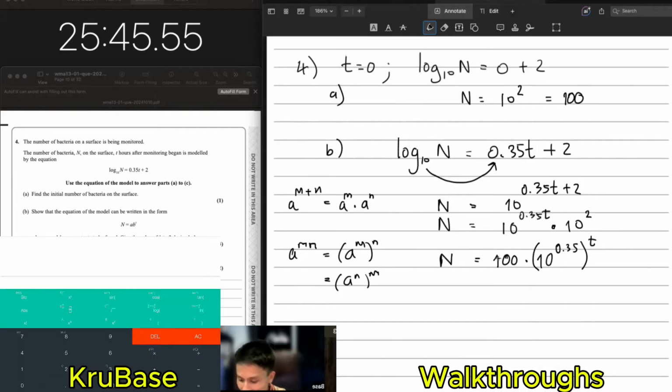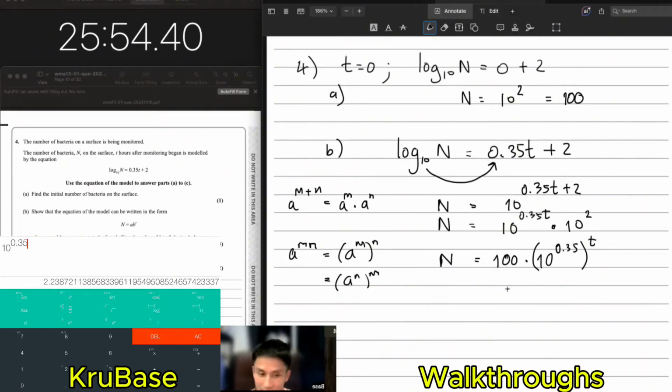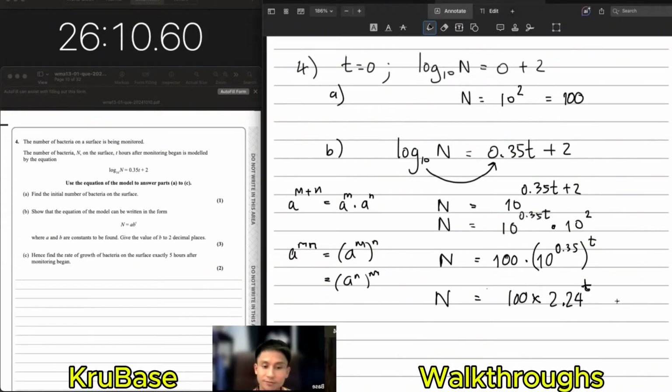So I'm just going to use my calculator, 10 to the 0.35, right? There you go. And that gives me, to 2 decimal places, 2.24 to the t. Yeah, that's it.